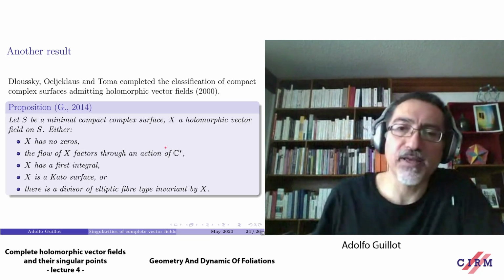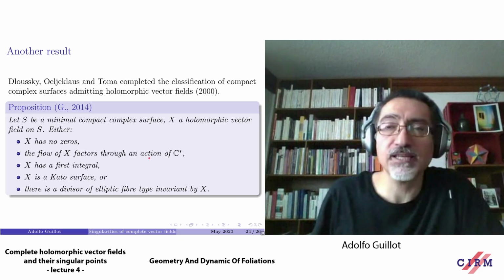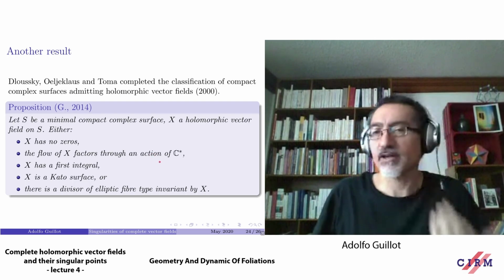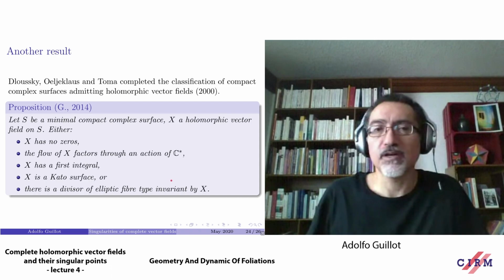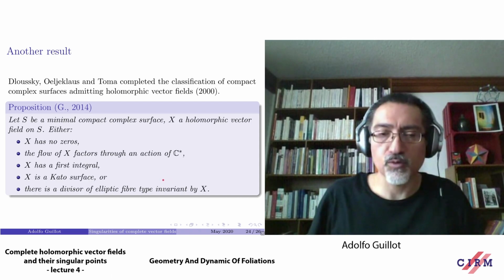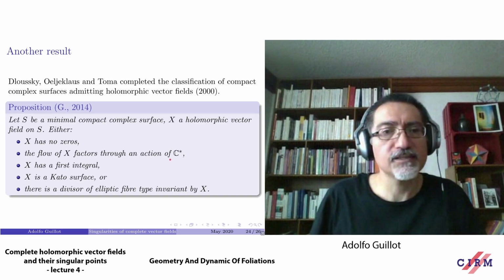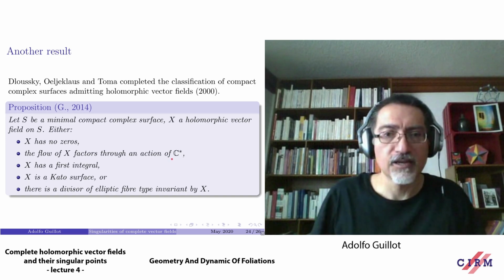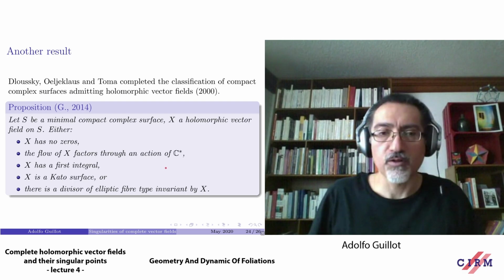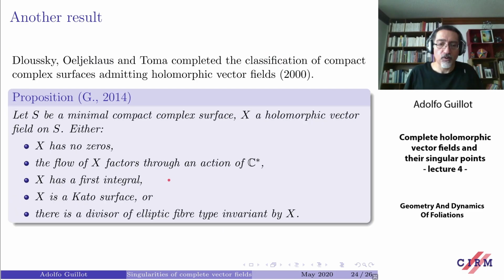If you have a minimal compact complex surface S and a holomorphic vector field on S, well, under this situation, your vector field will be a complete one, so it can be studied by the tools I have described. This implies, if you do the combinatorics, that either X has no zeros, or the flow factors through an action of C star, or your vector field has a first integral, or, and here comes the interesting part, S is a very special surface, a Kato surface, and it's interesting that all these combinatorics allow you to distinguish these Kato surfaces in a very efficient way.